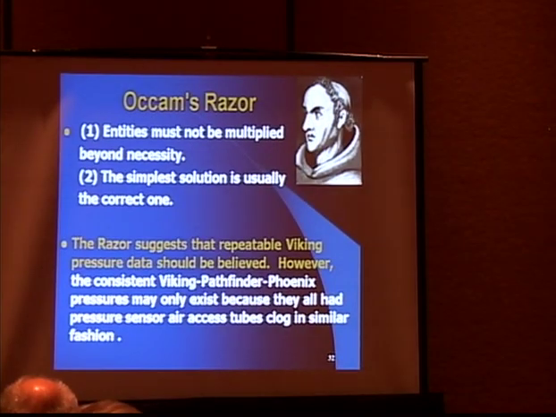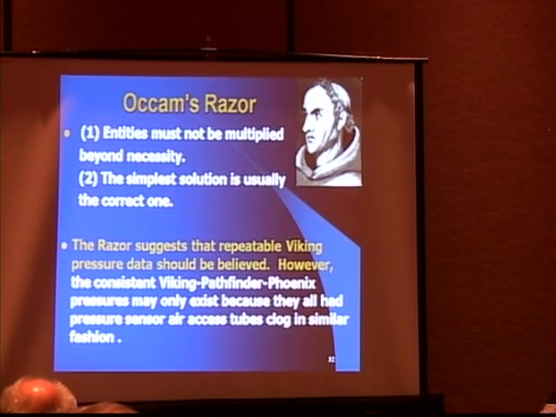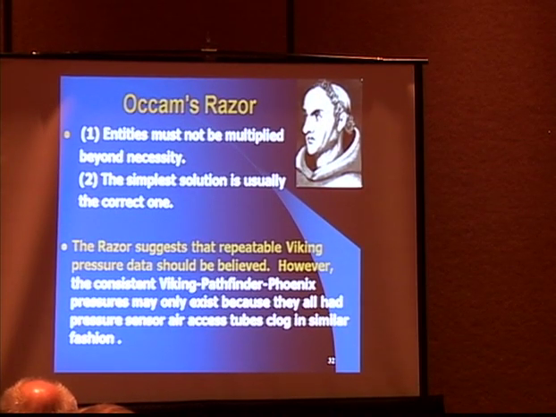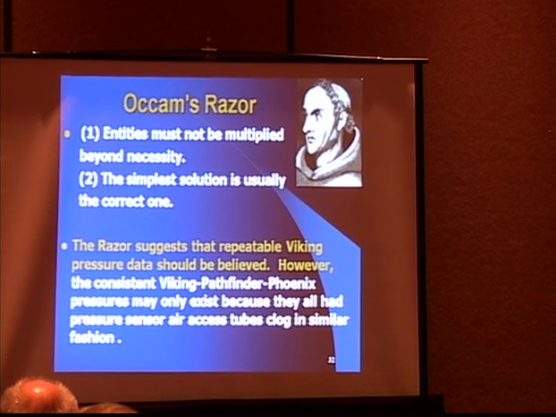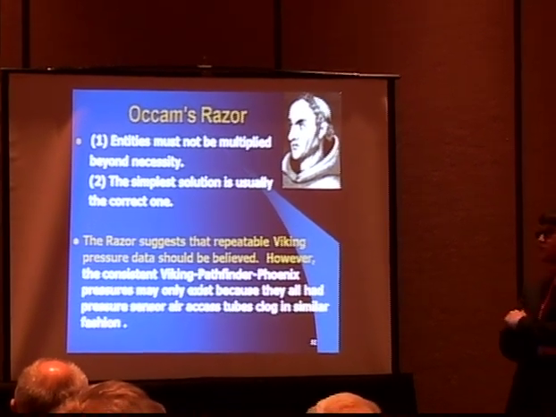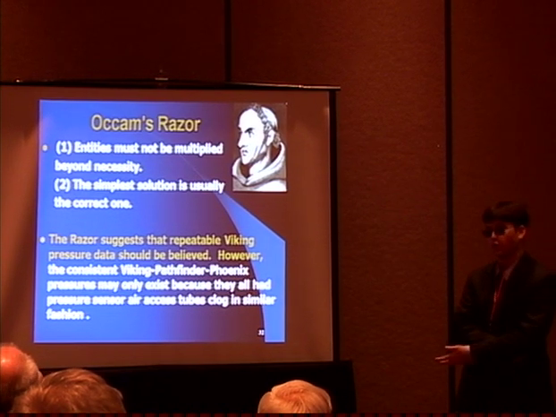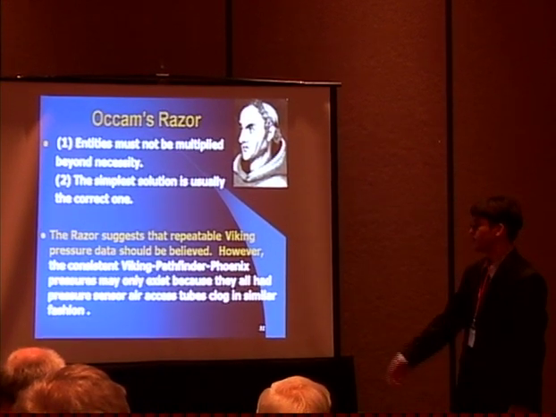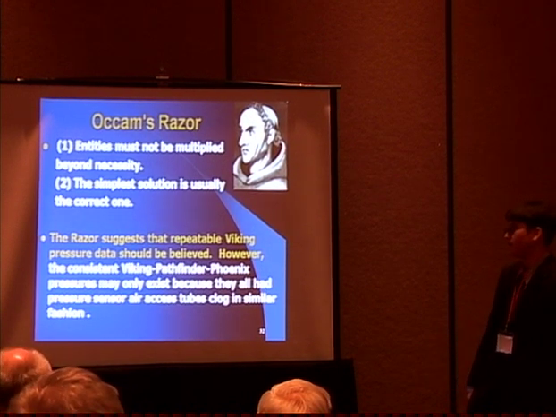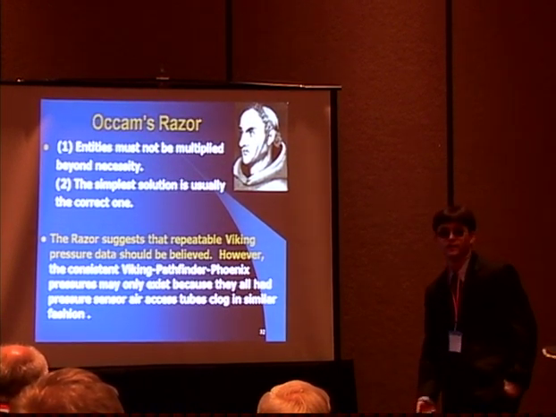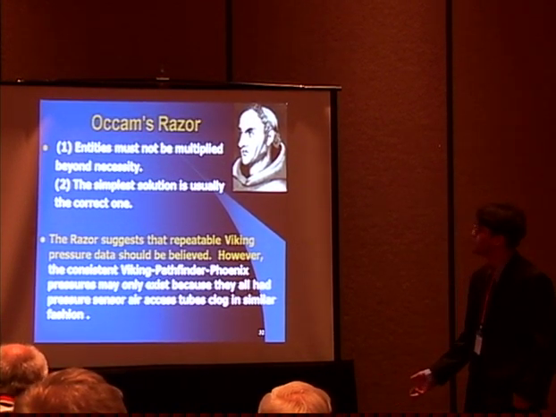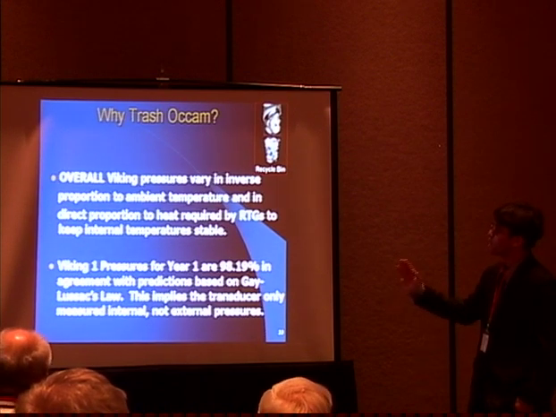Okay, based on this, you should think about Occam's razor, which has 2 points. One, entities must not be multiplied beyond necessity, and two, the simplest solution is usually the correct one. Based on this, you should think I should be wrong, and just ignore all the weather and all the other phenomena, because all these landers have consistent data. But that may only be because all the air access tubes plot in the same manner. Next. Watch me trash Occam's razor.